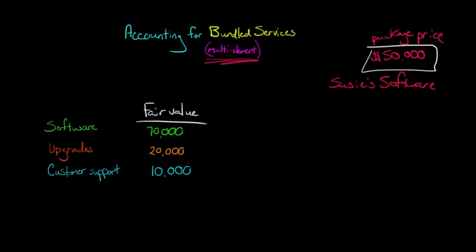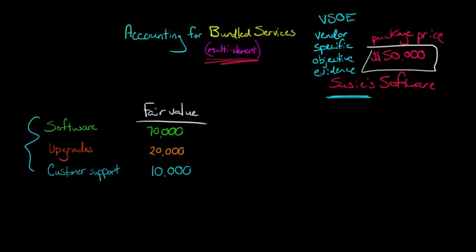But if you don't have that, then Suzy Software is going to have to make some kind of estimates. The managers have to estimate what the selling price would be if these were sold separately. And you might see this term VSOE, which stands for Vendor Specific Objective Evidence. This is a way of saying that however Suzy decides to come up with the fair values of these different elements, it shouldn't just be pulling a number out of a hat. There should be some kind of objective evidence, like a price list, but it might be something else. There's some reason to base Suzy's estimates on, so you don't pull the number out of thin air.